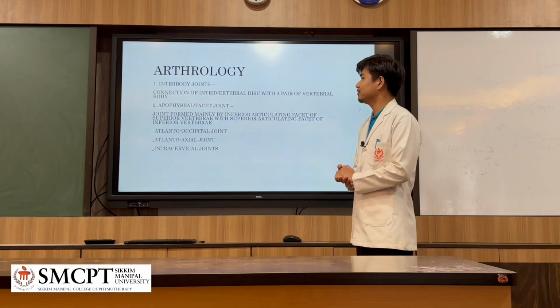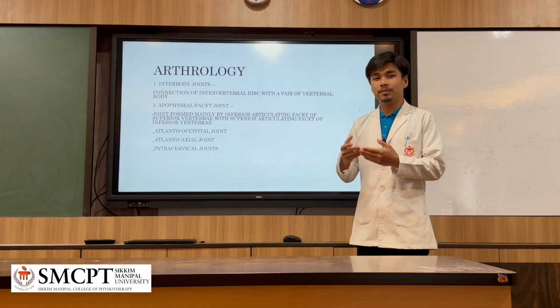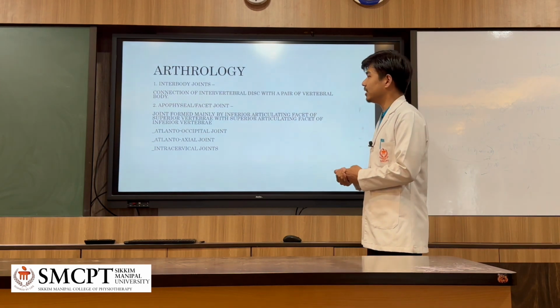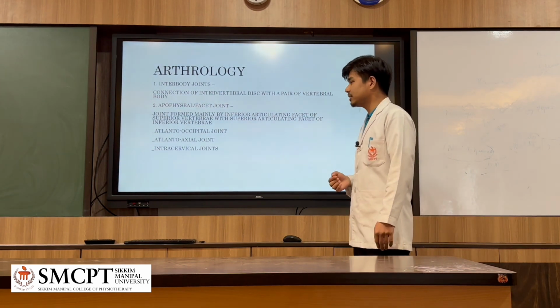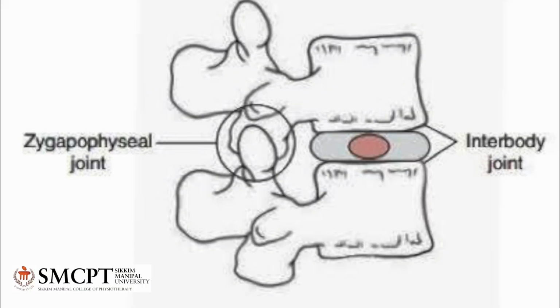Arthrology. The joints mainly present in the cervical vertebrae are, number 1, interbody joints. It is the connection of the intervertebral disc with a pair of vertebral bodies. So when 2 vertebrae come in contact, a joint is formed between them.